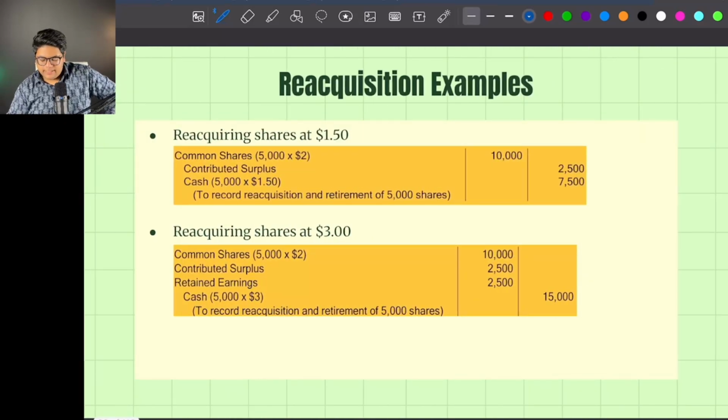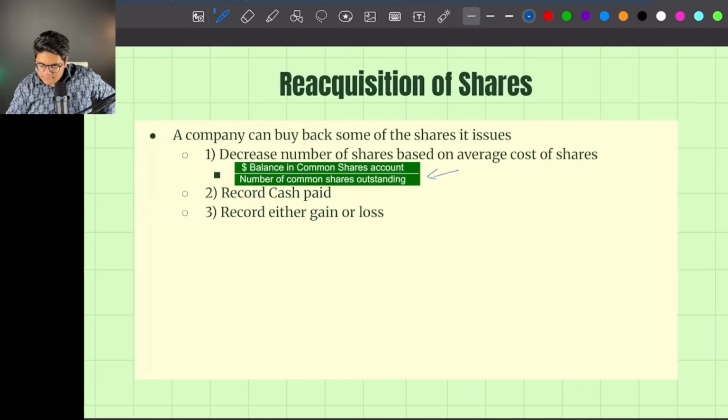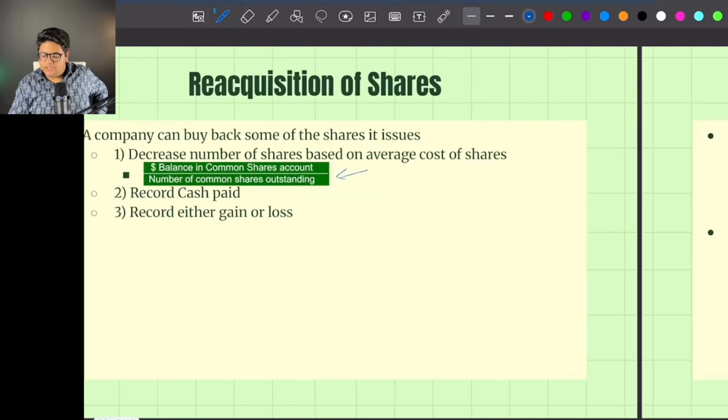So let's go over exactly what these 3 steps do. So number 1, we need to decrease the number of shares based on the average cost of shares.